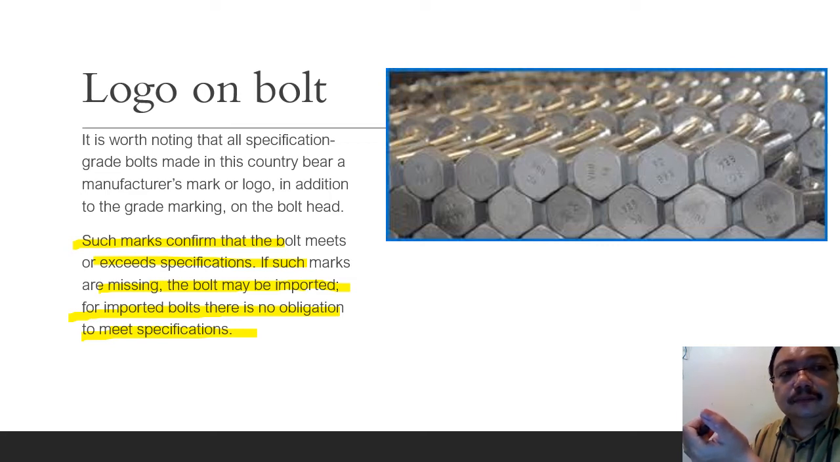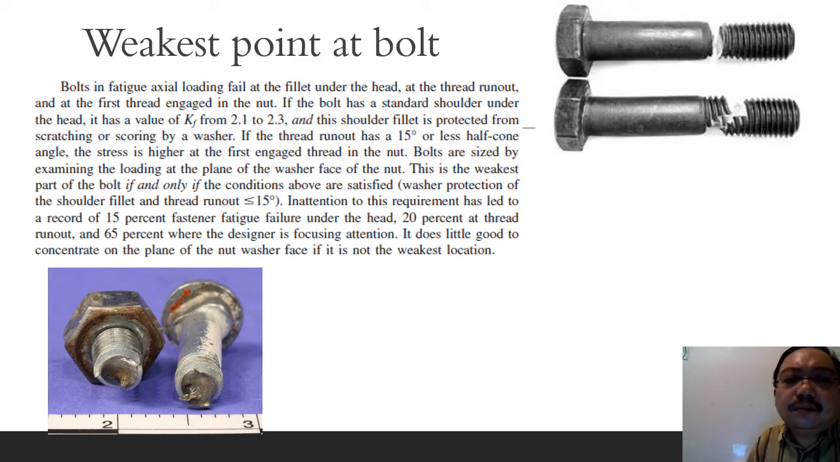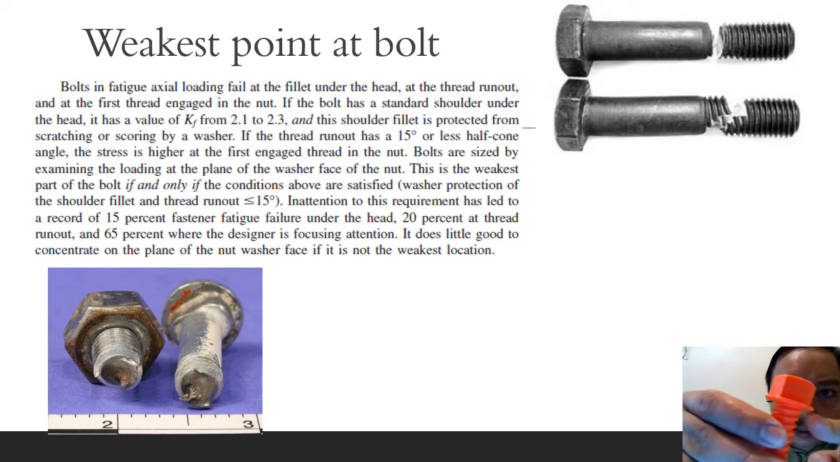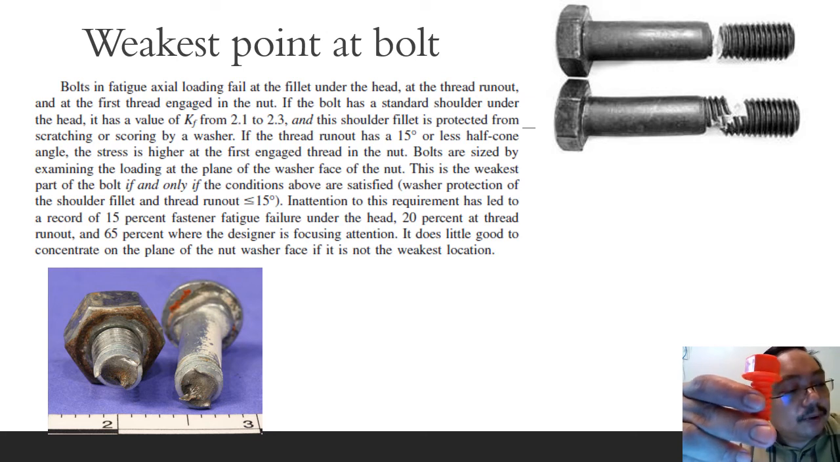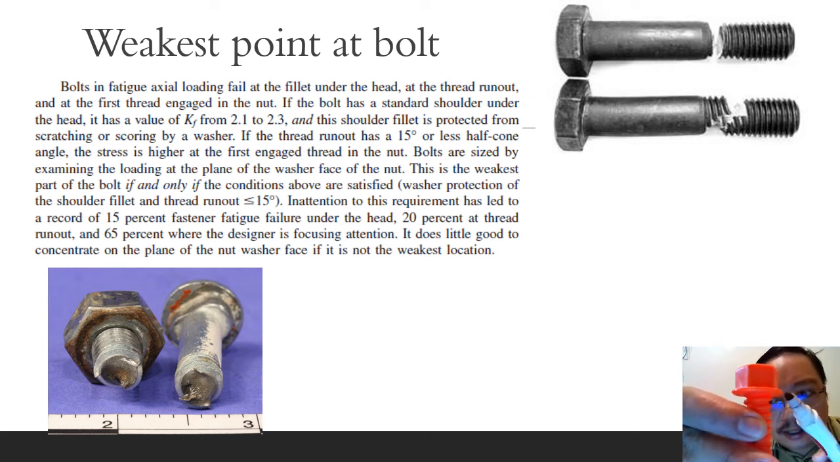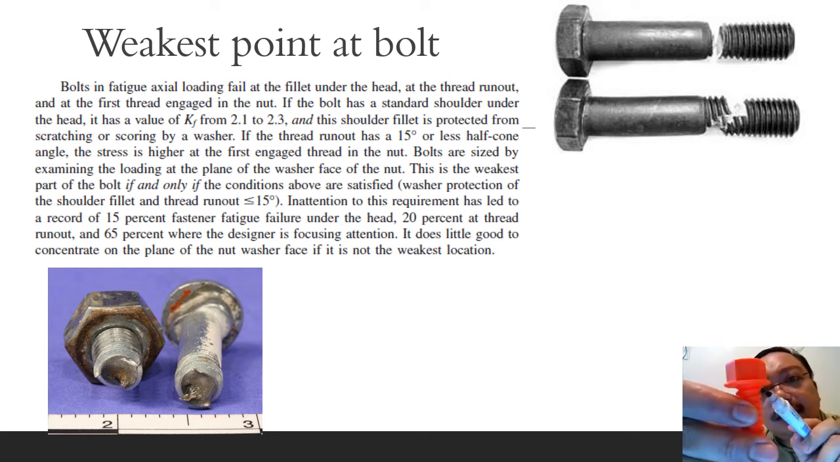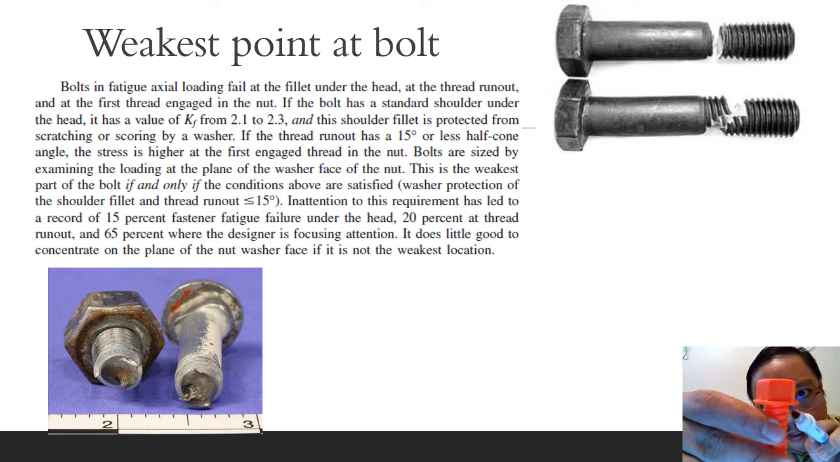So now we are talking about the weakest point of the bolt. Where is the weakest point of the bolt? If you read this text, it shows that the weakest point is at this point, the point that I'm pointing here. This is the point you connect with a washer, and it is related to the angle of the bolt itself.